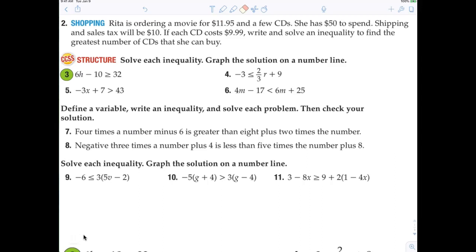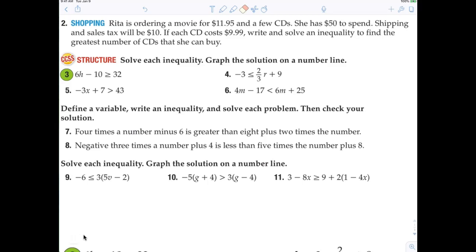Buy 5 CDs? 5 CDs would cost me $49.95 plus $11.95 for the movie plus $10 for the shipping. That's too much. What would it be? 2. Oh, stop, man. You're not even listening. Colin, I don't exactly know the answer, but I do know the process. Tell me the process. That's what I care about.